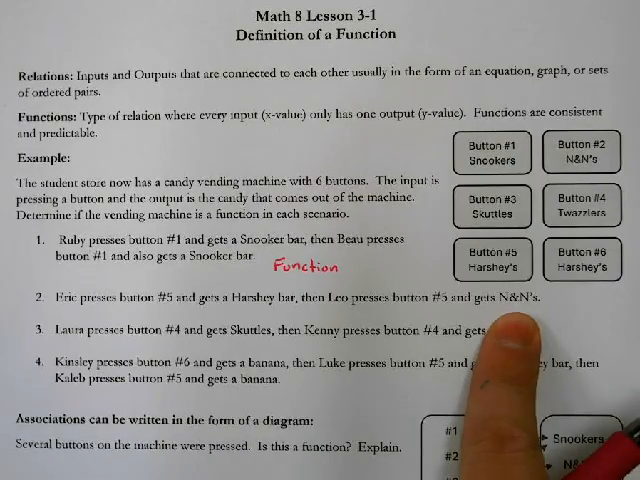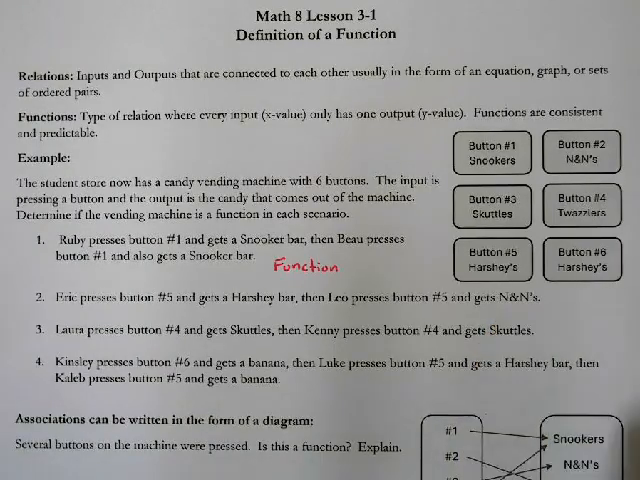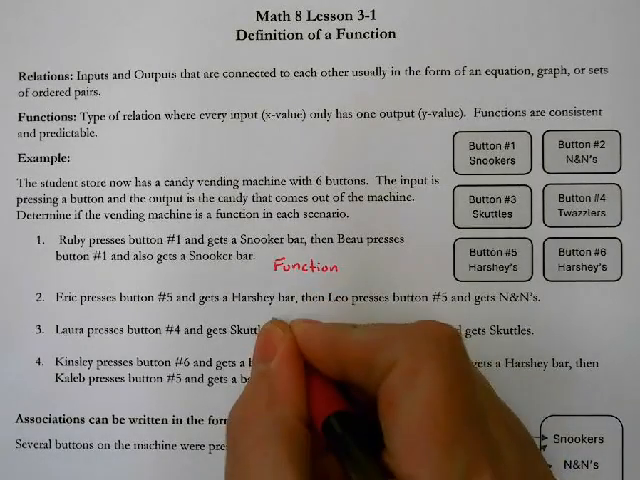Almost said it the other way. So this would not be a function because it's not consistent. It's not predictable. The input of button 5 did not give us the same output. We got 2 different outputs. We have no idea what's going to come out next. It might be something completely different next time. We don't know. So that makes it not a function. We can't predict it. This would not be a function.